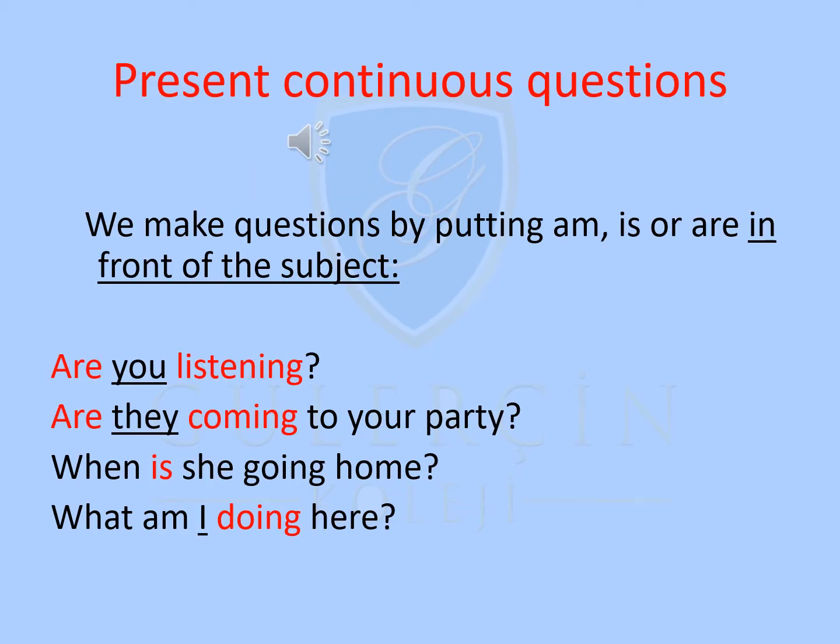How do we form the questions in present continuous? Well, we make questions by putting am or is or are in front of the subject. So we just exchange places. Are you listening? Are they coming to your party? When is she going home? What am I doing here? So as you can see, you just put the subject in between the verb to be and the verb with ing.